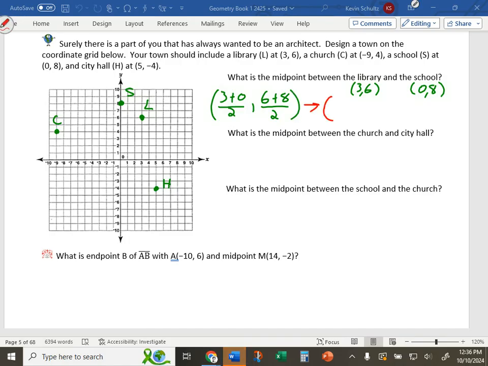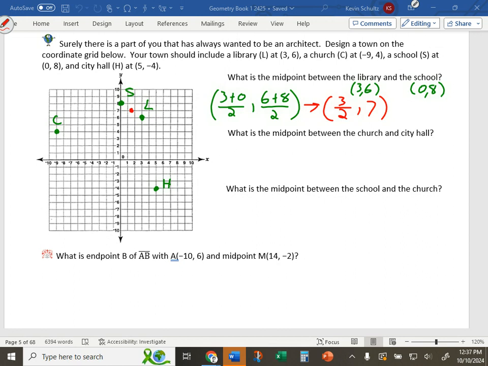That gives us, again with the 3, maybe it is always a 3. 3 plus 0 is 3, divided by 2 is 3 halves, or 1.5. And 6 plus 8 is 14, divided by 2 gives us 7. I want you to actually plot this. 3 halves is 1.5, halfway between 1 and 2 on x, and up on 7, that is smack dab in the middle. It's not 1 half, it's 1 and a half. 3 halves is 1 whole and then another half.